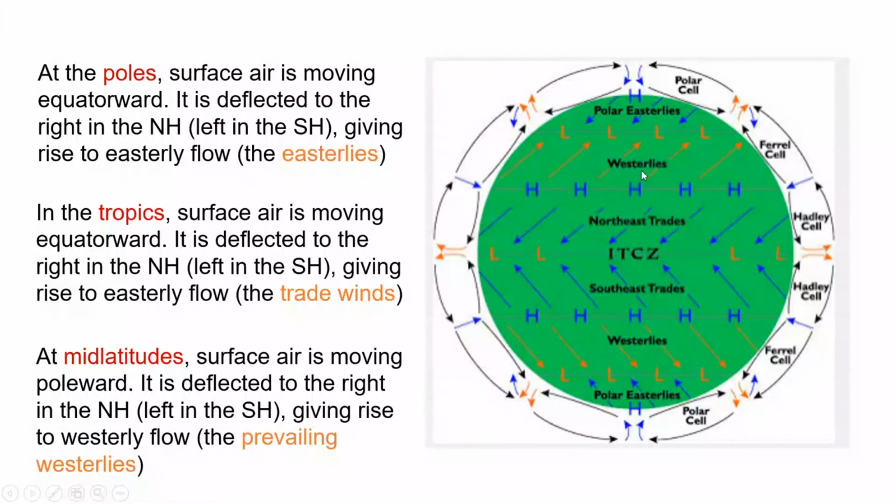Westerlies are due to this Ferrel cell, which is in between the polar cell and the Hadley cell. In the Ferrel cell, which is between 30-degree and 60-degree latitude, the wind is blowing in the pole direction. The wind should blow in this direction, but due to the Coriolis forces, it turns towards the right side in the northern hemisphere. So these are called westerlies.